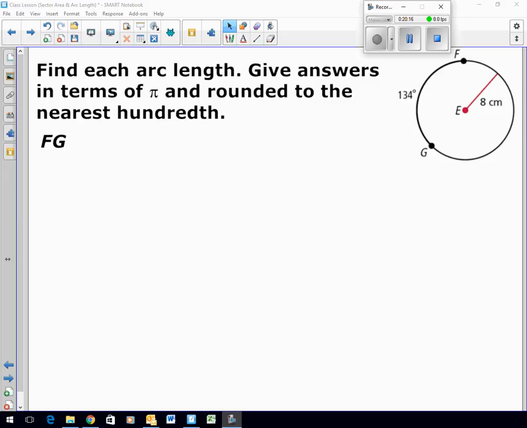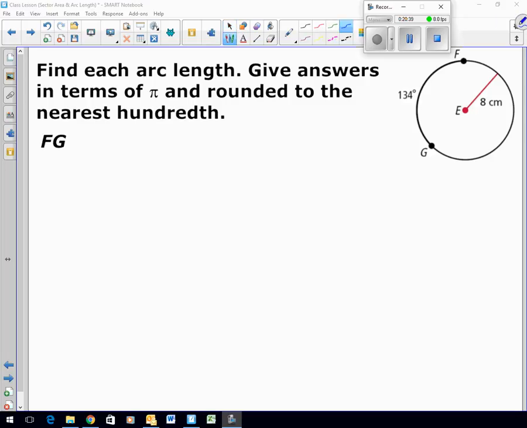Guys, if you're asked to find the area of a sector, what formula do you think you use? The area of the sector formula. This is not confusing. Alright.